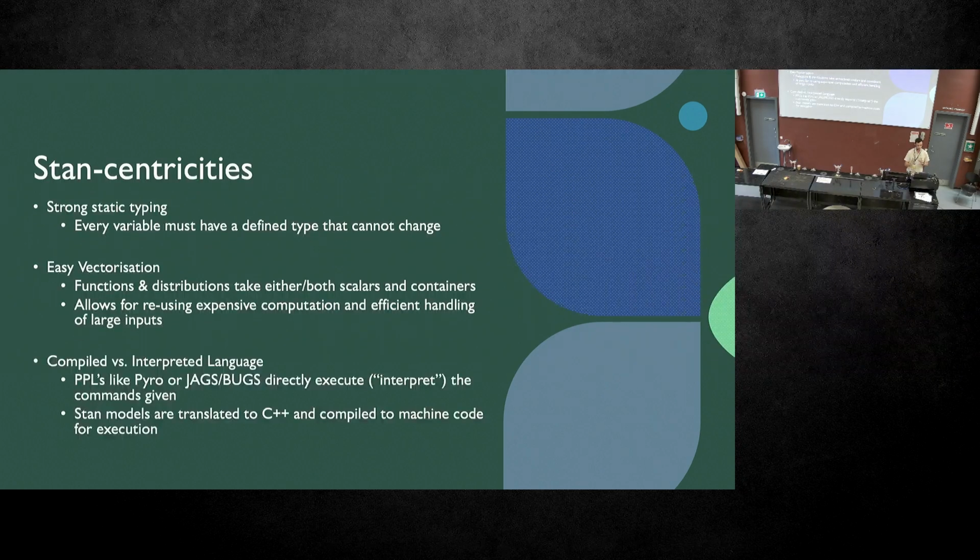So when you are first exposed to seeing a STAN model, it can look quite different to what you're normally used to. And the other really key difference that can be quite strange is that STAN is a compiled instead of an interpreted language. So if you work with something like Pyro or JAGS and BUGS, you just specify the model, and then you give the model to Pyro, JAGS, BUGS, and it runs and it just interprets the commands. STAN, on the other hand, has to translate your model to C++, and that C++ is compiled to machine code.